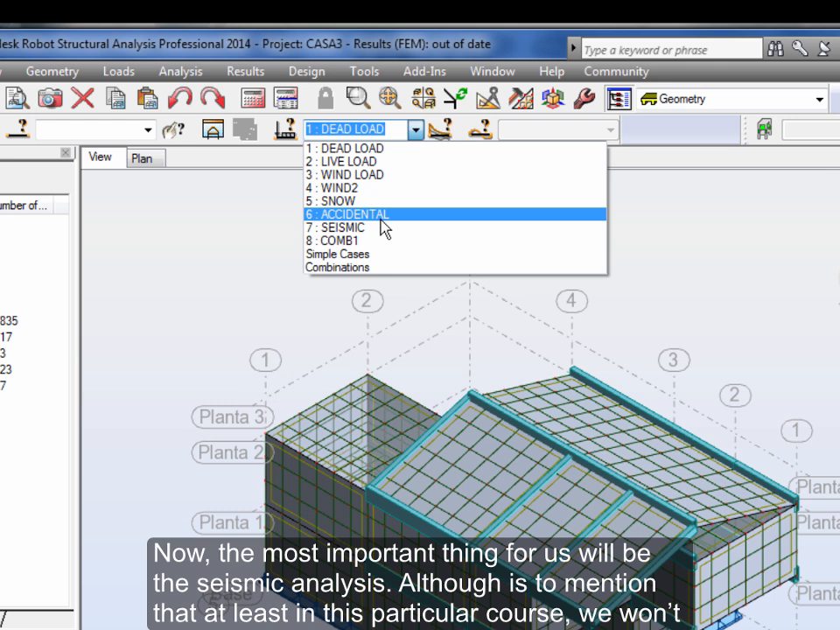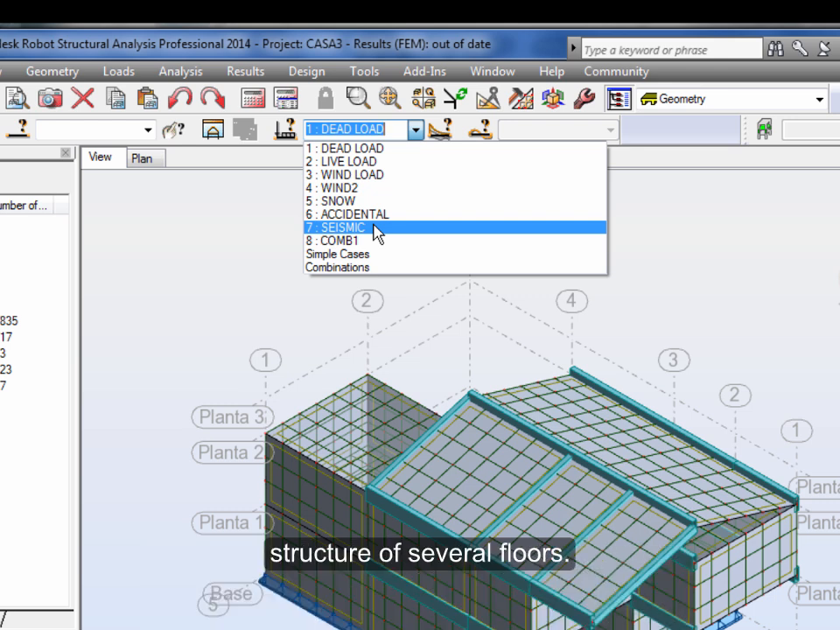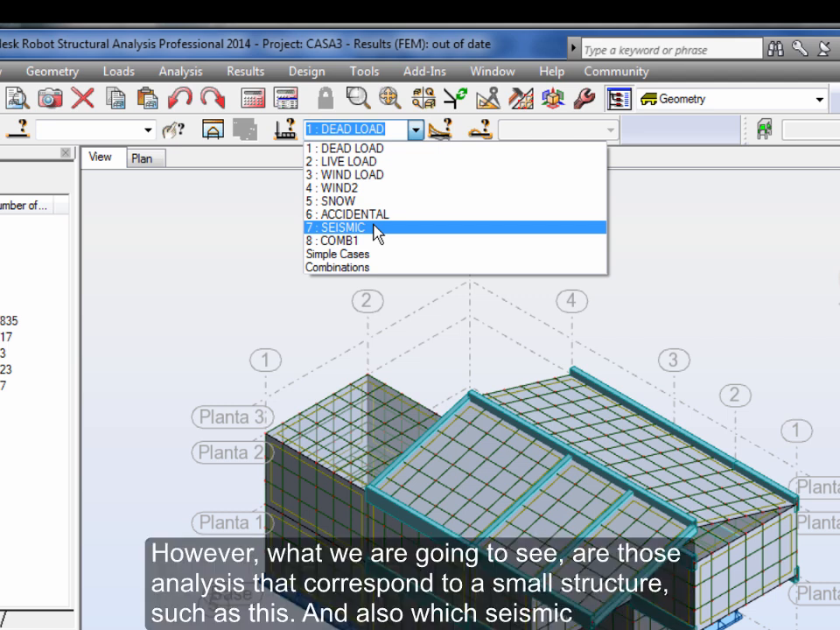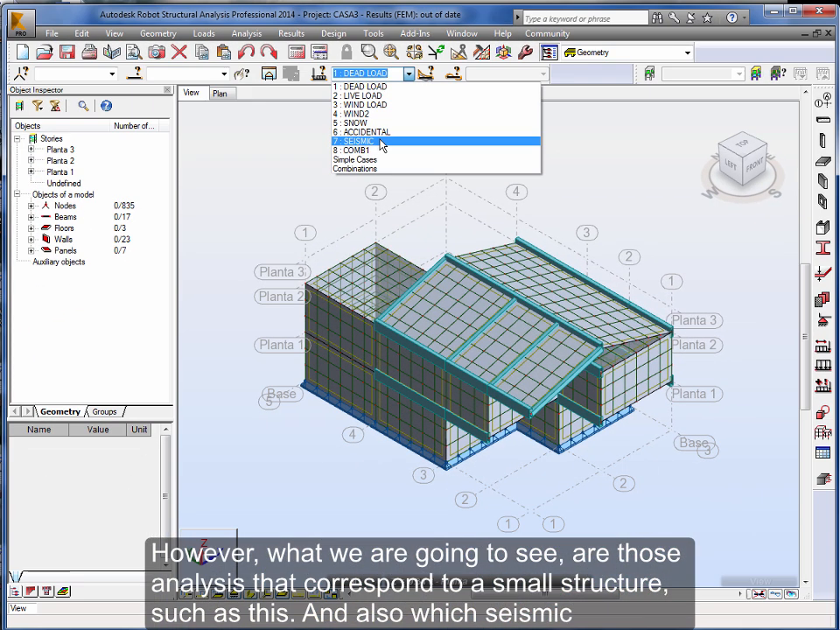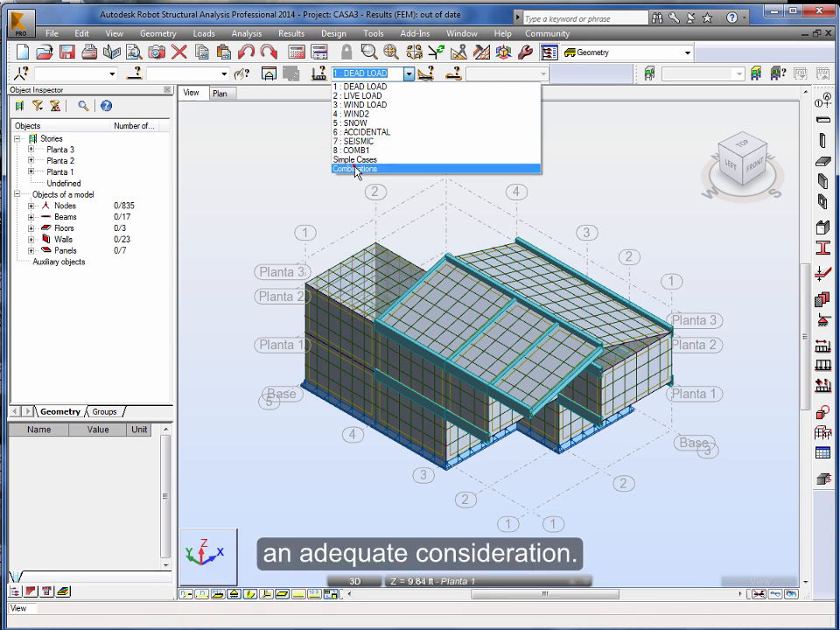Now, the most important thing for us will be the seismic analysis. Although it is worth mentioning that at least in this particular course, we won't go too deep into this subject, since for that, we have an advanced level course, in which we'll consider a seismic analysis in a structure of several floors. However, what we are going to see are those analyses that correspond to a small structure such as this, and also which seismic considerations you should make if you are building in a seismic zone, and also how you should present it, for Autodesk Robot to make an adequate consideration.